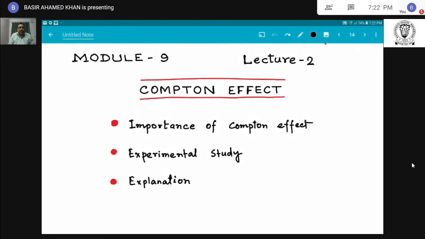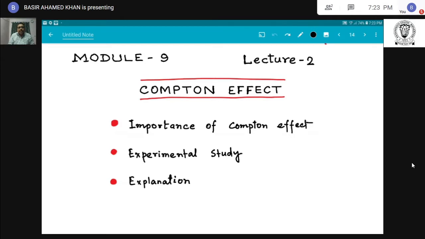Today I will discuss the Compton effect. The topics are the importance of the Compton effect, the experimental study, and the explanation. Explanation means the relation between the scattered photon and incident photon wavelength difference. That means we want to calculate mathematically the difference of wavelength of the scattered photon and the incident photon.